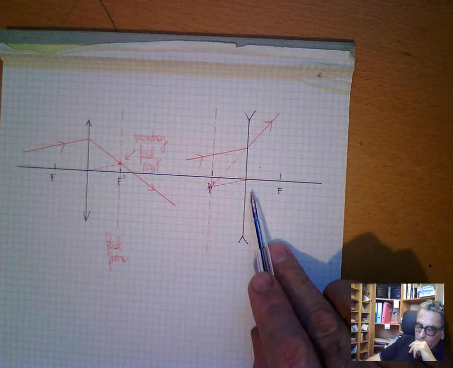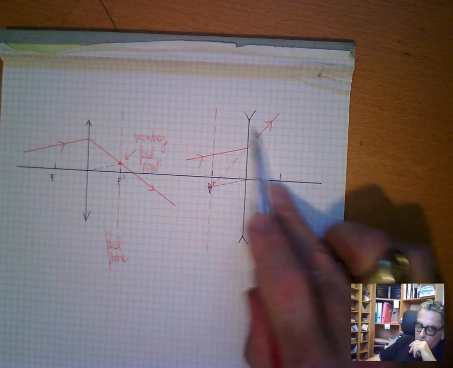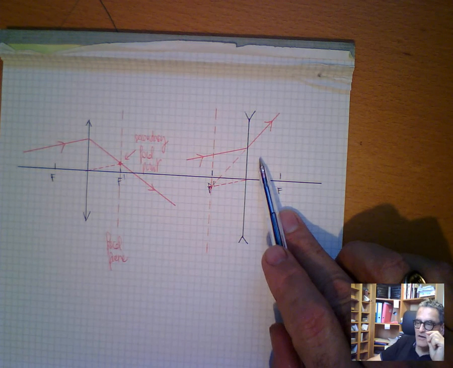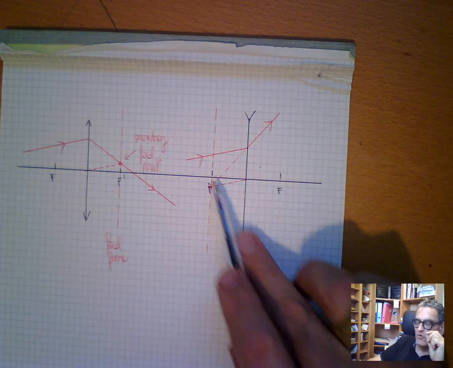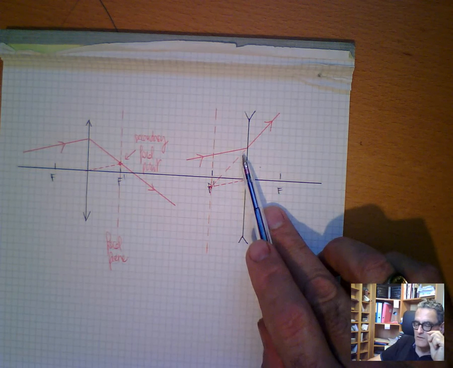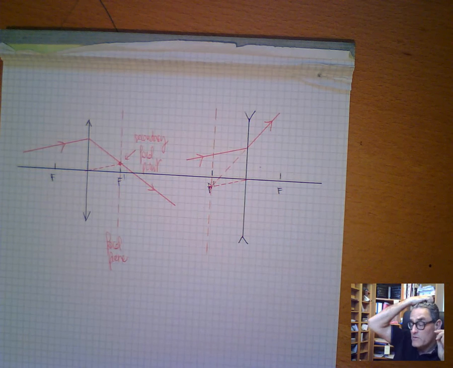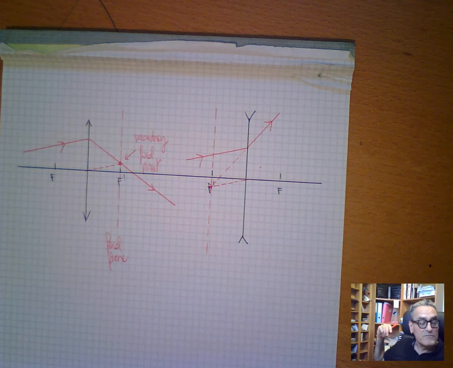So what I am doing now in the exercise is doing this construction for every light ray which arrives, because they all have different directions. So I have to do this for all the light rays which are incoming. Okay?